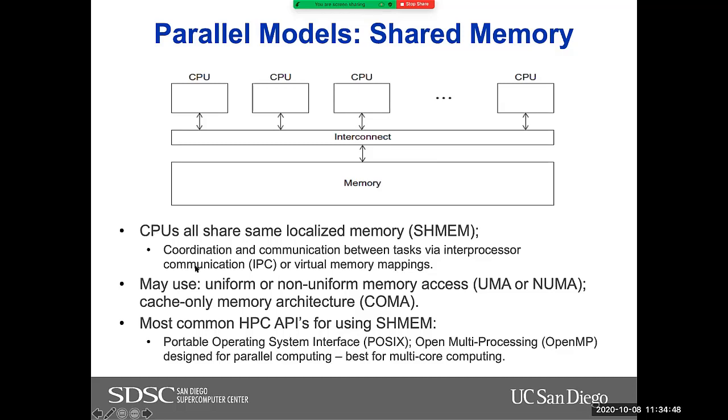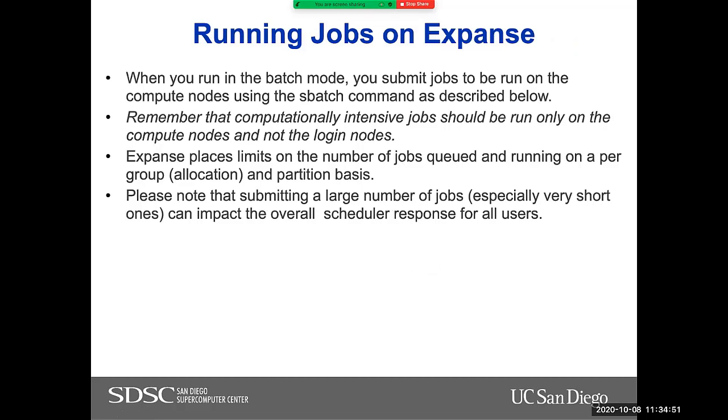So that's just for new people. Running the jobs is different, and just a caveat to remember: when you run in batch mode, you submit the job to the queuing system, and I'll explain that in a moment. Computationally intensive jobs should be run only on compute nodes or interactive. And we do have some limits on the number of jobs you can queue up and how long they can run, just like on Comet. If you have to submit a large number of jobs, it can impact everybody.